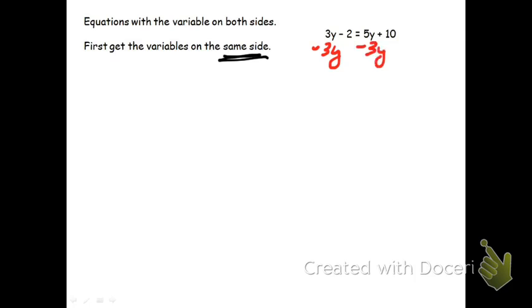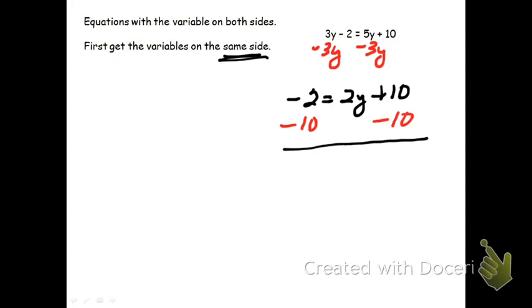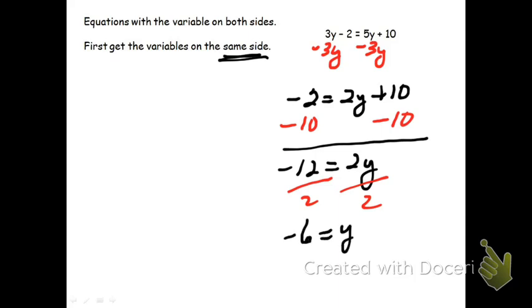When I do that, then my resulting equation looks like this. I have negative 2 equals 2y plus 10. Alright, so I got the y's on the one side now, so I can get rid of the stuff around the y's. So I'm going to start by subtracting a 10. And when I do that, negative 2 take away 10 is a negative 12, and that's equal to 2y. And last step then, divide both sides by 2. And so I get negative 6 is equal to y.